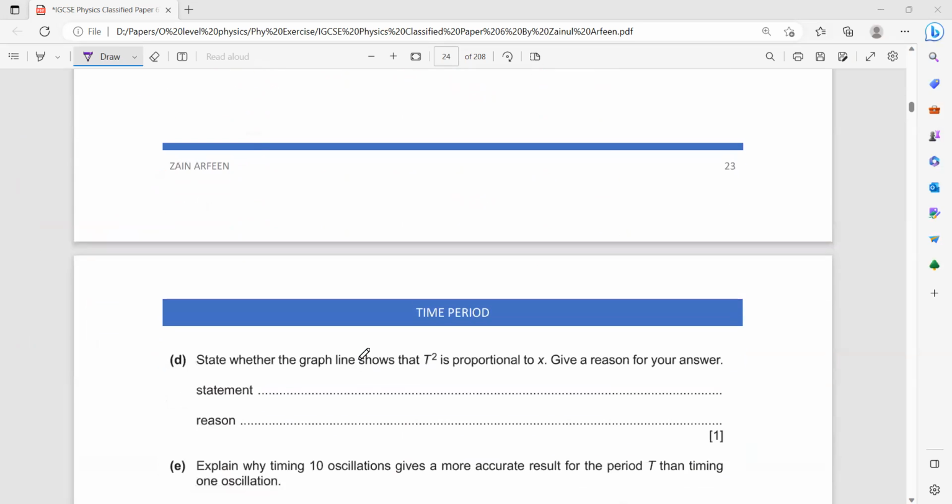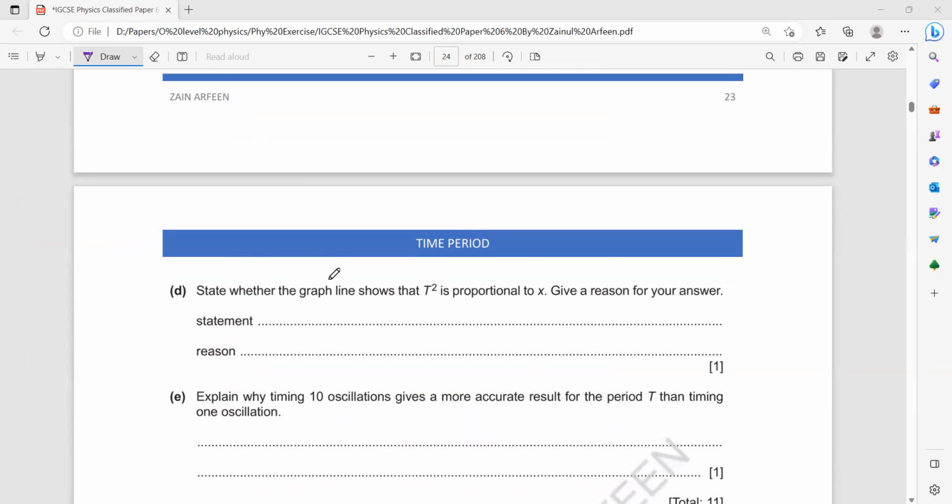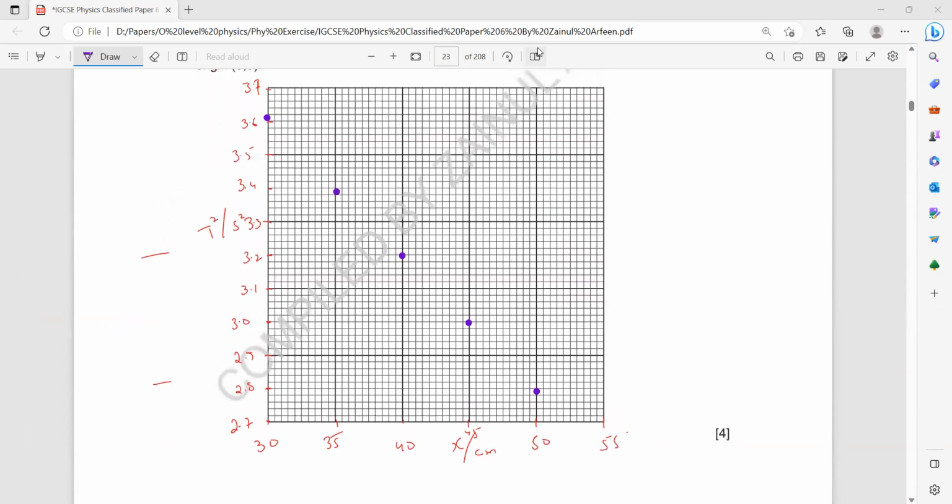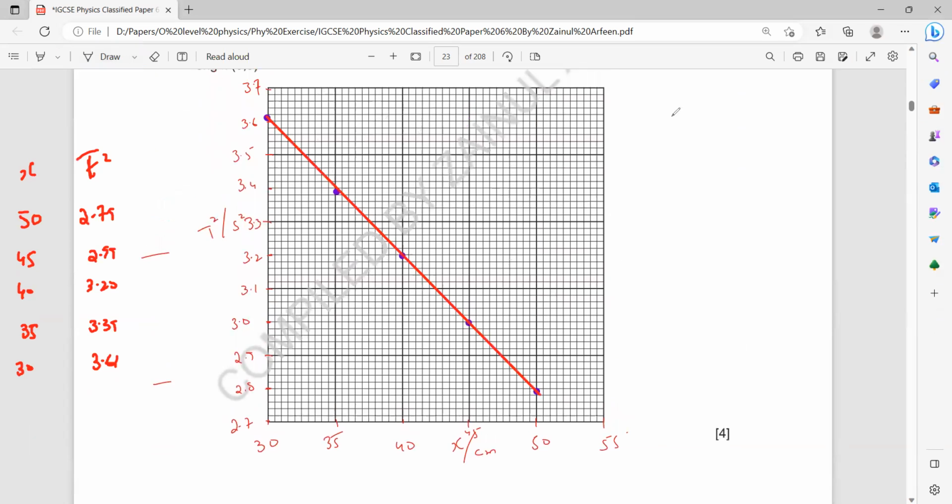The next part they ask, state whether the graph of t square and x is proportional and give a reason. First thing, are they directly proportional? Yes or no? Directly proportional means if you are increasing one quantity, the other is also increasing.